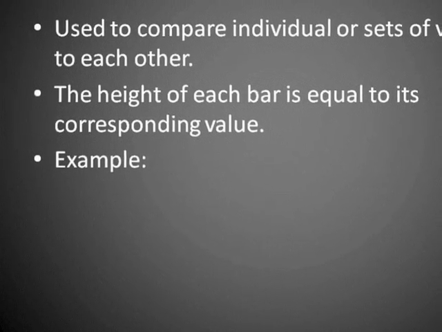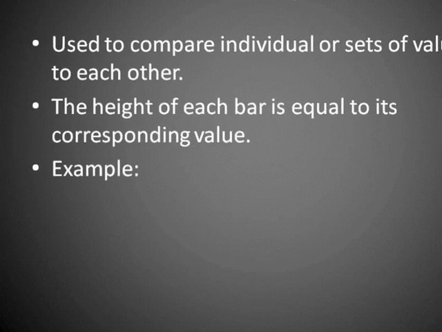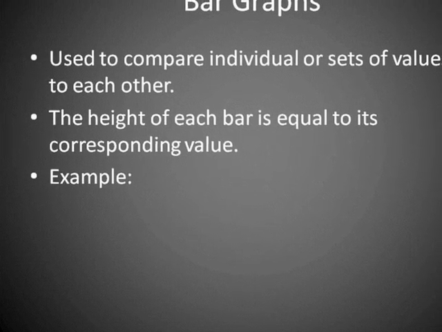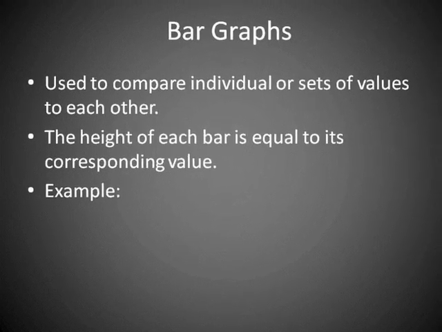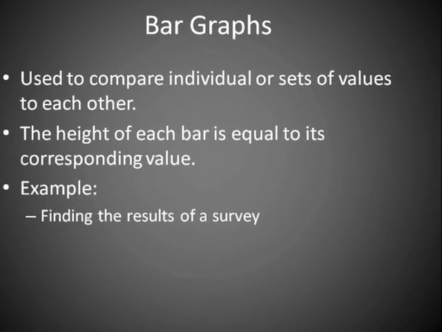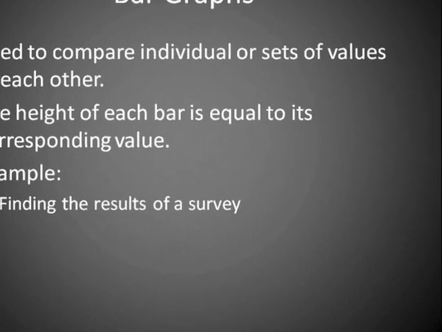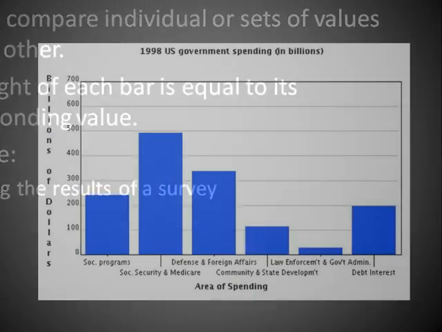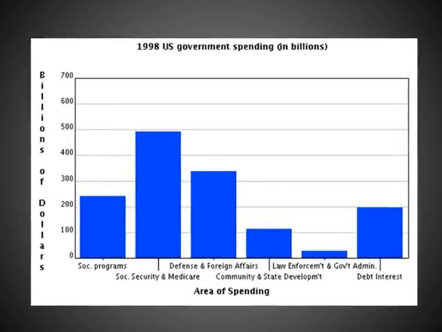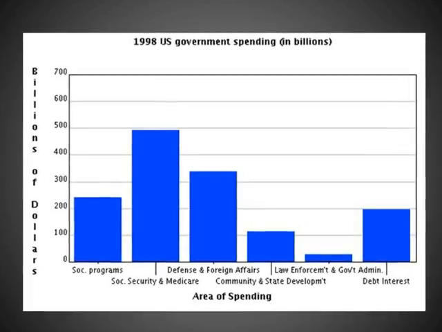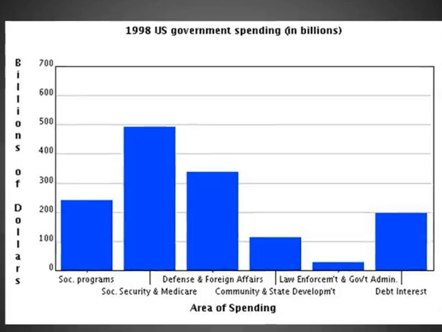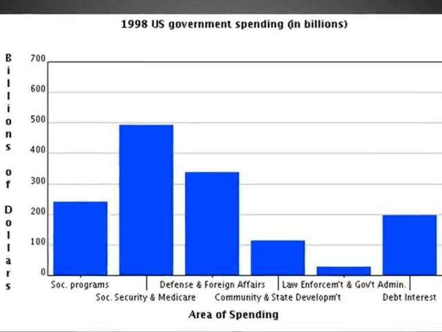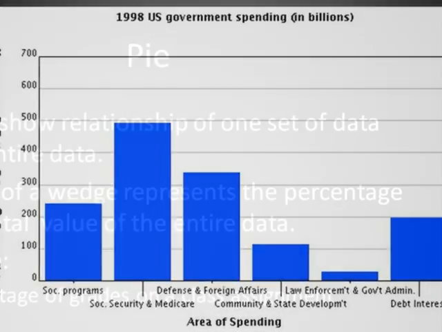We will use the bar graph to compare individual or sets of values to each other. In a bar graph, you will see that the height of a bar is equal to its corresponding value. In our next slide, we will see an example of a bar graph. Each category in this bar chart is represented by a bar, which equals the value that was selected for that particular category. As you can tell, you can compare each category to each other very easily.